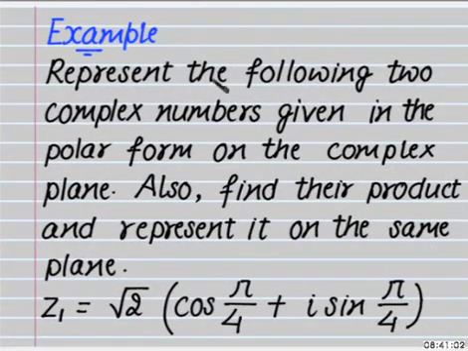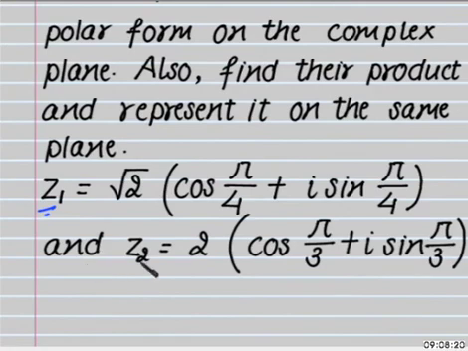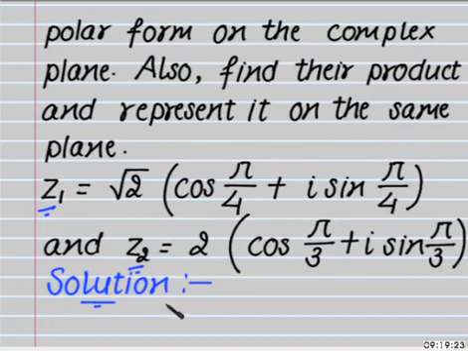Now let's see an example. Represent the following two complex numbers given in the polar form on the complex plane. Also, find their product and represent it on the same plane. The given complex numbers are z1 equal to square root 2 into cos pi by 4 plus iota sin pi by 4, and z2 equal to 2 into cos pi by 3 plus iota sin pi by 3. Now its solution.